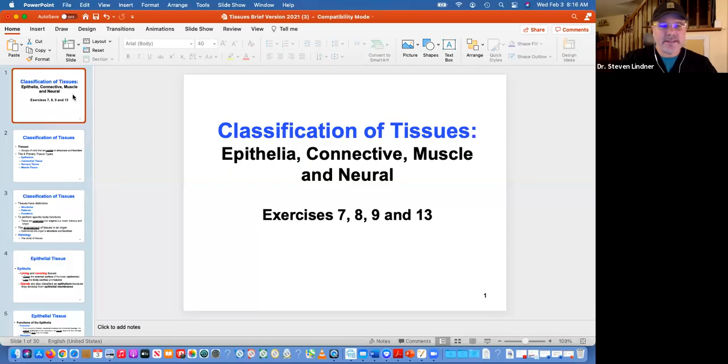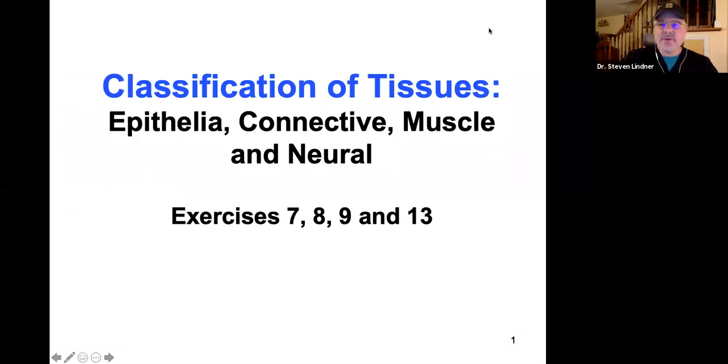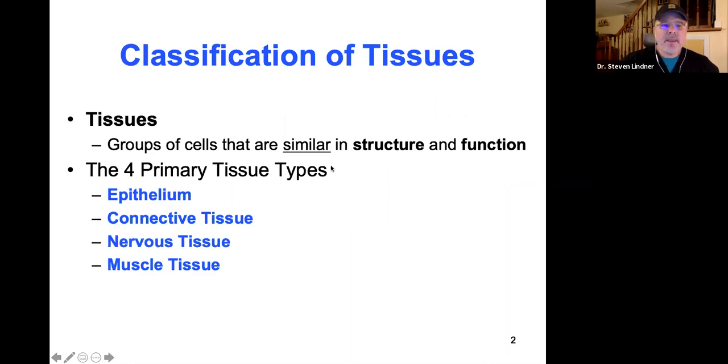All right, so today's lecture is going to be on the four different types of tissues. The four different types of tissues are going to be epithelial tissue, connective tissue, muscle tissue, and neural tissue. So again, remember, a group of cells come together and make tissues. And those tissues come in these four flavors: epithelium, connective, neural, and muscle.